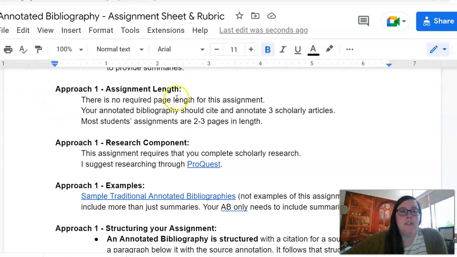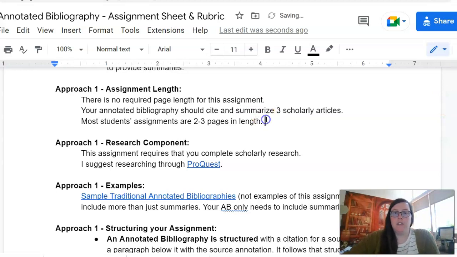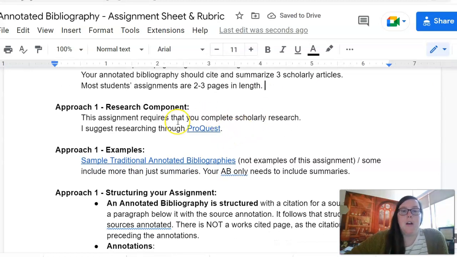The assignment length for this is, there is no required page length. Most students turn in maybe 3 pages of content. Your annotated bibliography should cite and summarize 3 scholarly articles. Obviously, this is fully a research assignment.